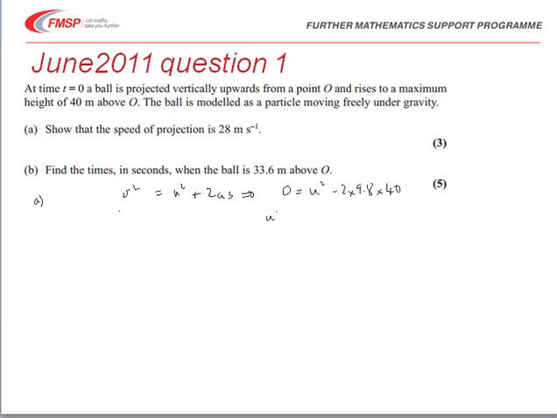This gives u squared equals 784, and therefore u equals 28. I suppose we need to show this, so we should say that u equals the square root of 784 to show where we get our answer 28, because we've been given that value in the question.